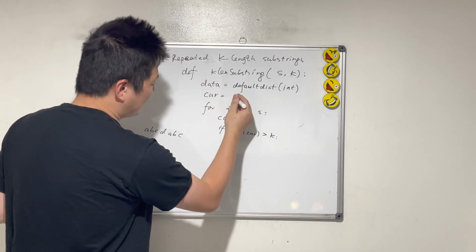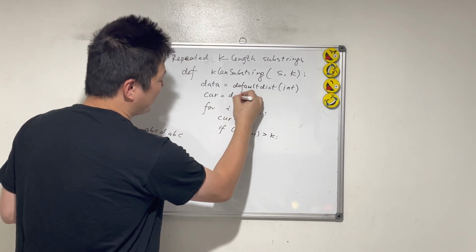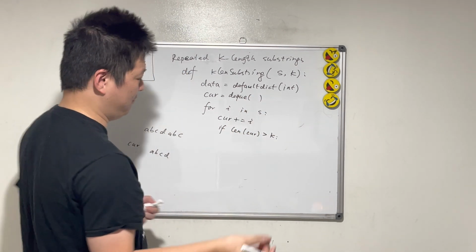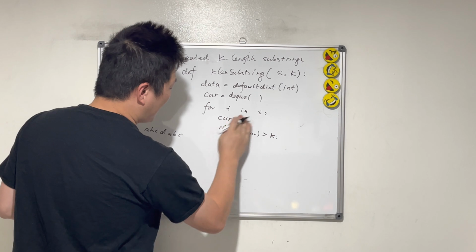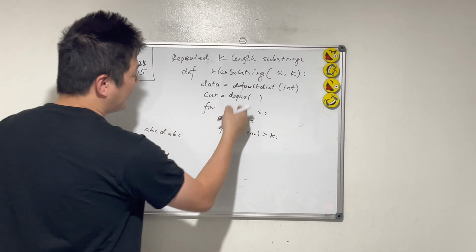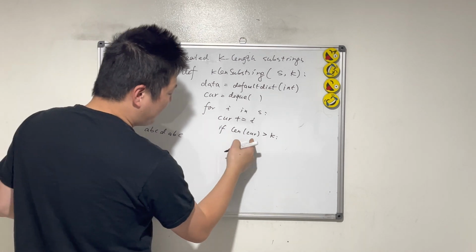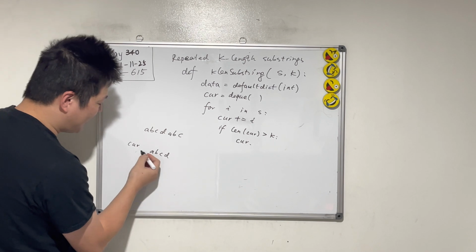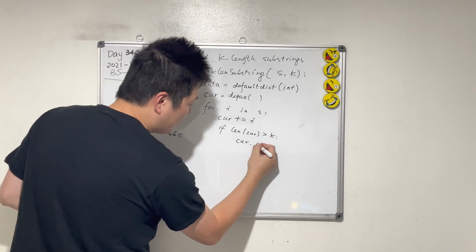So let's use a list. Or better, we can have a deque, because when we have a deque, pop left is constant time. So we can just say current.append(i), where i is the character. And if current is bigger than K, then current needs to pop left.